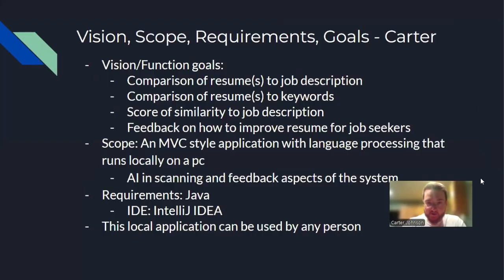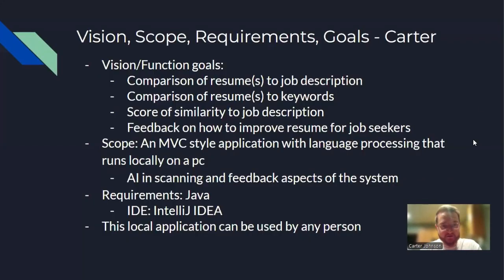For the vision, scope, requirements, and goals, our vision and function goals of the system are to compare a resume or multiple resumes to a job description, comparing the resume to specific keywords that you might be looking for, or if you're a business, that you'd be searching for in resumes. And then an ability to score the resume with the similarity to the job description or keywords, and then finally feedback on how to improve the resume for job seekers. Or also a message for the businesses on maybe what you're not seeing in the resumes that were scanned.